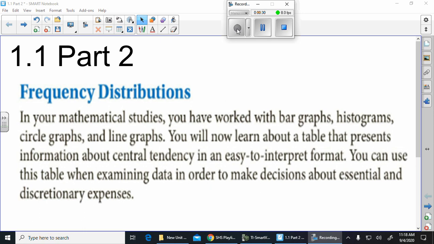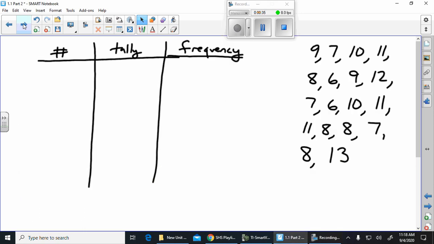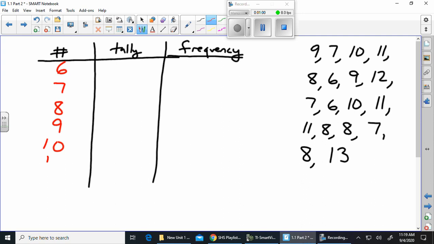But if you look at an example that I would say you would see before, you had a set of data. It's unorganized. So a way to organize this set of data is to put it in a frequency distribution. If you look at your set of data, the smallest number is 6. The biggest number is 13. So you could put 6, 7, 8, 9, 10, 11, 12, 13.